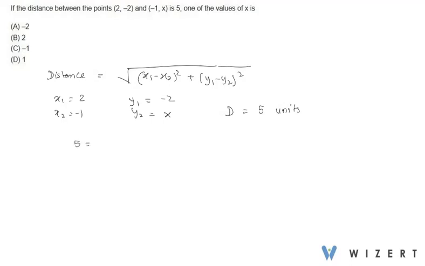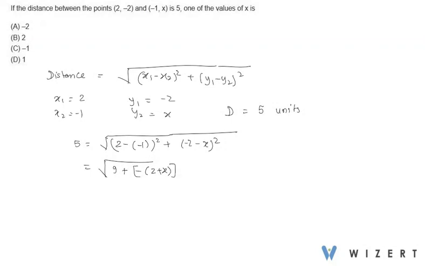We get 5 equal to the square root of (x1 is 2, 2 minus of -1) whole squared plus (y1 is -2 minus x) whole squared. So we get 2 minus of -1 is 2 plus 1, so that is 3 squared, so we get 9 plus, taking the minus common, (2 plus x) whole squared. Minus 1 whole squared is plus 1, so this negative sign is getting removed here. So the square root of 9 plus (2 plus x) whole squared units equal to 5.